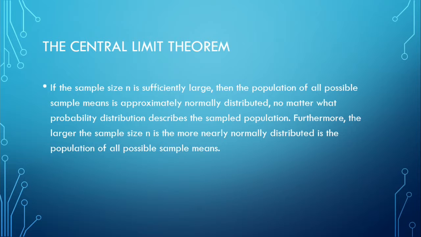So the central limit theorem states that if the sample size n is sufficiently large, then the population of all possible sample means is approximately normally distributed, no matter what probability distribution describes the sampled population. Furthermore, the larger the sample size n is, the more nearly normally distributed is the population of all possible sample means. So what does this mean?